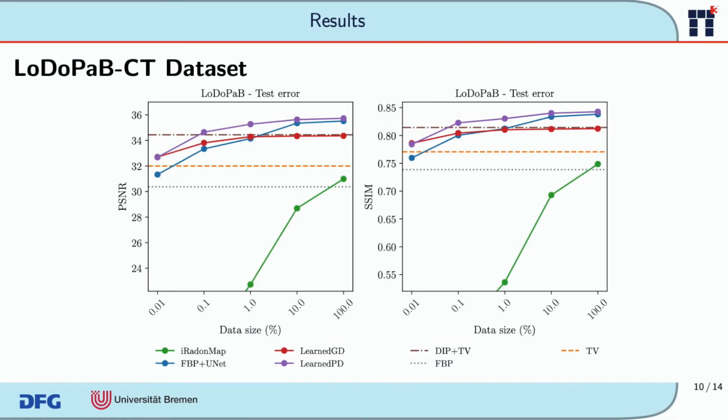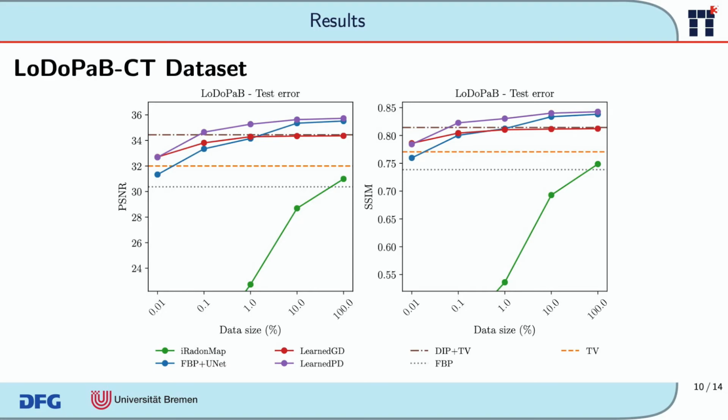On the LoDoPaB-CT dataset, we start with as little as 3 images coming from only one patient. And the results are similar to the ellipse dataset, but there are 2 exceptions. One is that our approach of the deep image prior with the TV works even better than before, and only learned primal-dual and FBP plus the U-Net are able to surpass it here. The second is that the combination of learned primal-dual and the DIP didn't result in any improvements, and that's why we don't include it here in the study.